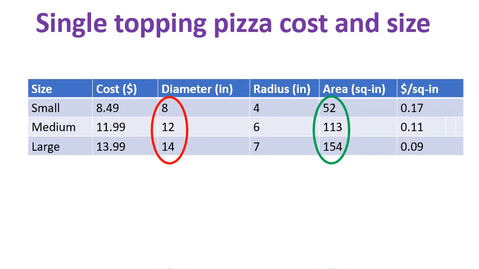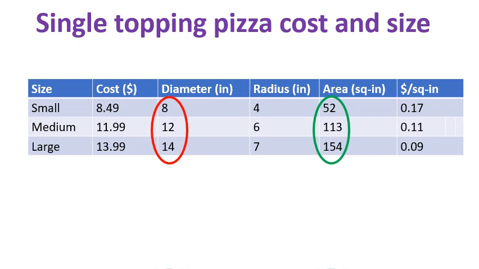So if we look within the red oval that's circling the different diameters, we can see that if we compare a small and a large, there's less than a twofold difference between 8 and 14. But then if we look over in the numbers that are encircled by the green oval, the area, we see that there's a more drastic difference between the different sizes. And we're paying for the area of a pizza, right? How much pizza we get to eat is based upon the surface area, not the diameter.